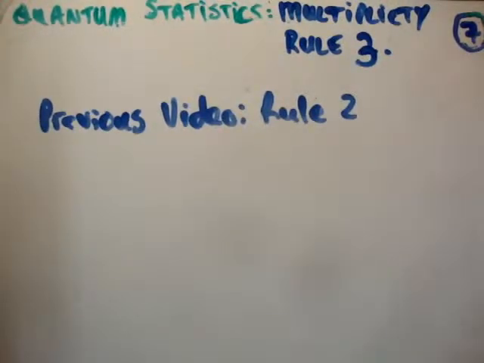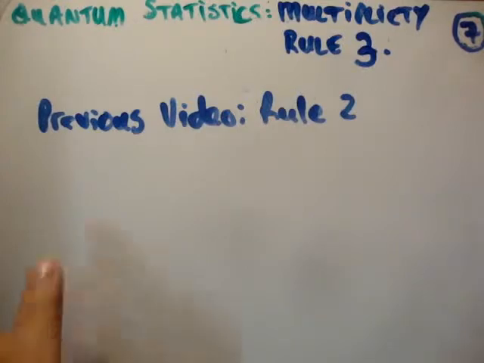Okay, in this video, I'm going to continue my tutorial videos on quantum statistics. We're now going to move on to multiplicity rule number 3, and this is lecture number 7 in total. The previous video was multiplicity rule number 2.